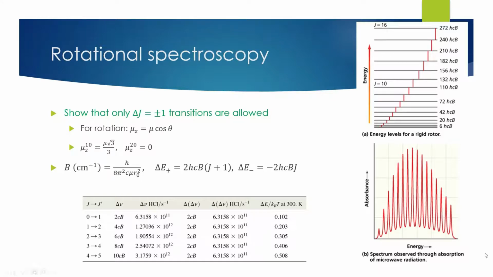So here we could see an example of a molecule. Here would be the 0 to 1 peak, 1 to 2, 2 to 3, 3 to 4, 4 to 5, 5 to 6, 6 to 7. And we see here that the largest peak is the 7 to 8, which indicates that most of the molecules are beginning in the J equals 7 state. And then it decreases as we get less populated at the higher energy levels.